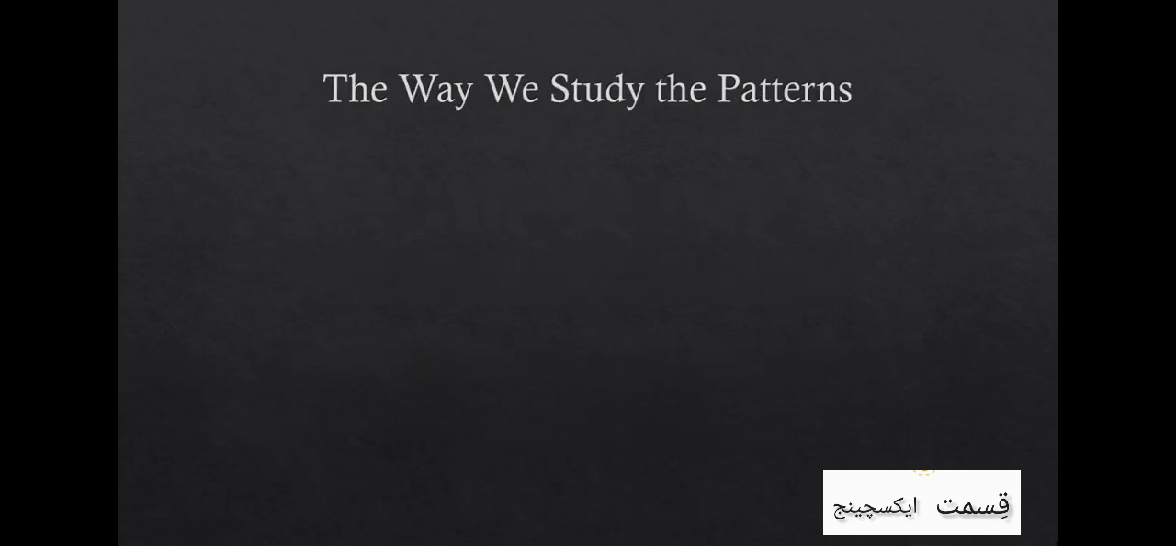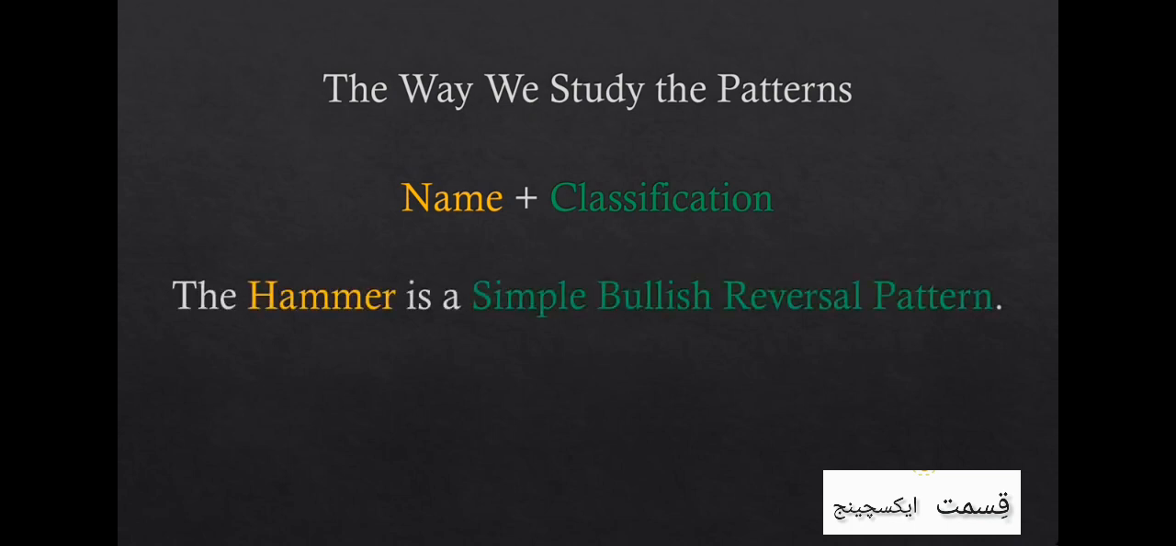The way we study various candlestick patterns is by saying their name and then saying their classification. For example, the hammer is a simple bullish reversal pattern. In this case, the name of the pattern is hammer, and just by looking at its classification, we know that it is composed of one candlestick only, and it indicates that price will go up immediately after the pattern appears.